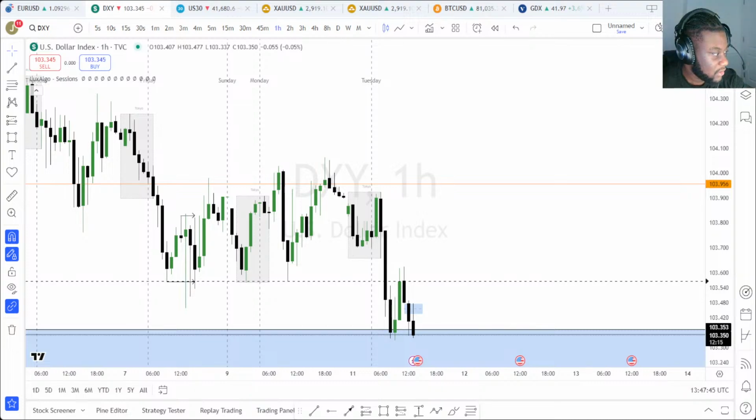Even when I look at the economic calendar, today we've only got JOLTS opening in 12 minutes, which is 2 p.m. To be honest, Wednesday, Thursday, Friday are going to be the best days to look for potential moves this week.